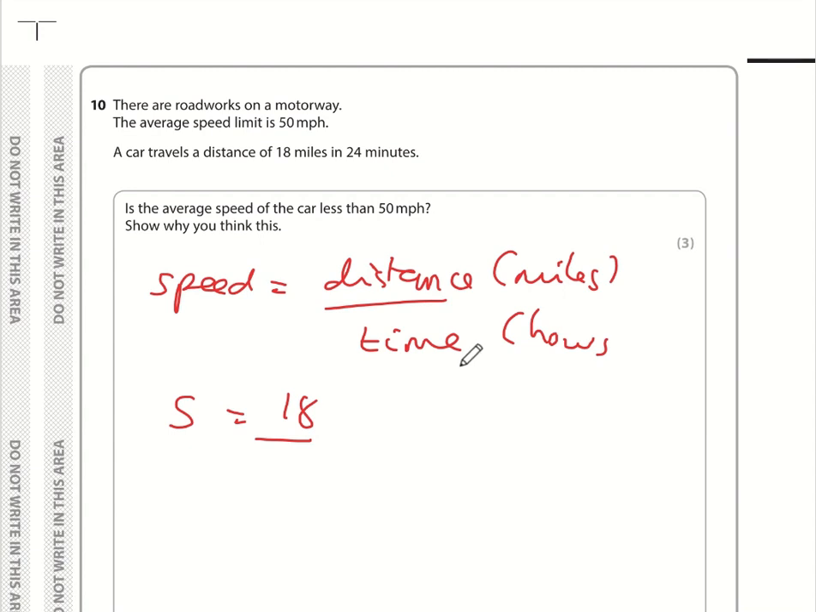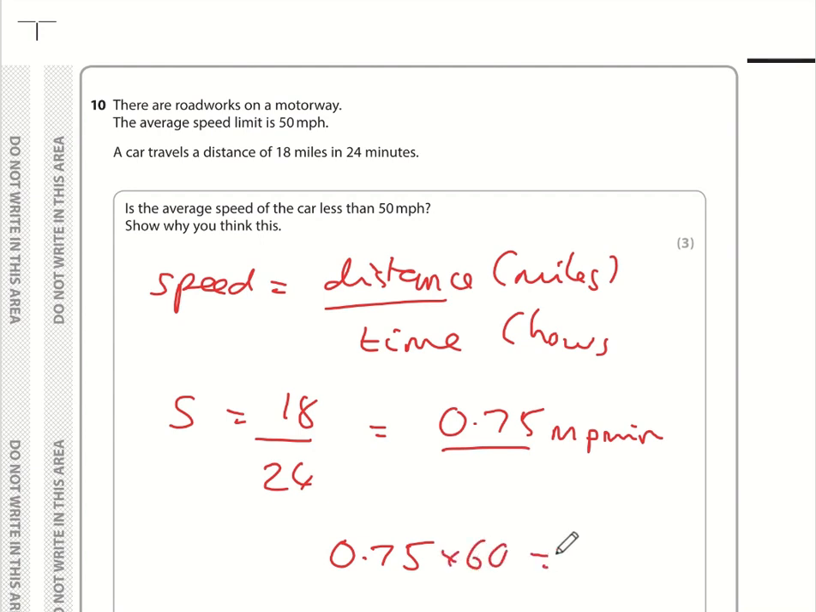Okay, so what we are going to do is, if I put in 24, then the speed is going to be miles per minute. Actually, we can do that. 18 divided by 24, and 18 divided by 24 is 0.75 miles per minute. So if it does 0.75 miles in a minute, then it will do 60 times that in an hour. So 0.75 multiplied by 60, and that is 45. So that is 45 miles per hour.